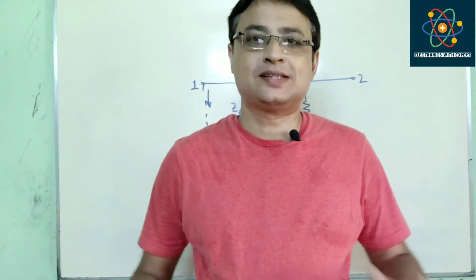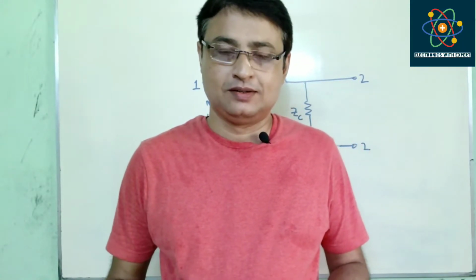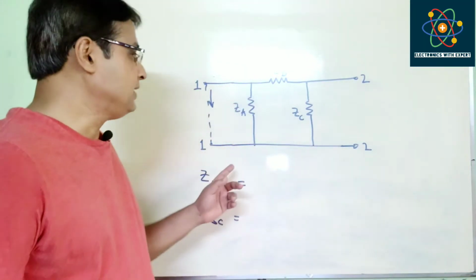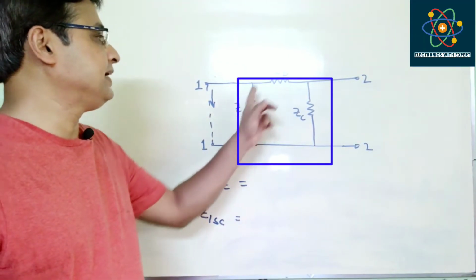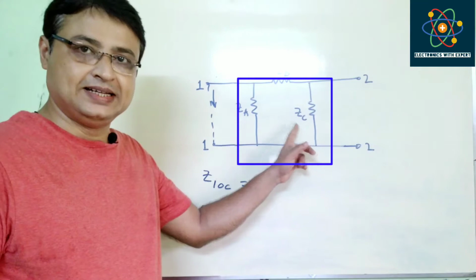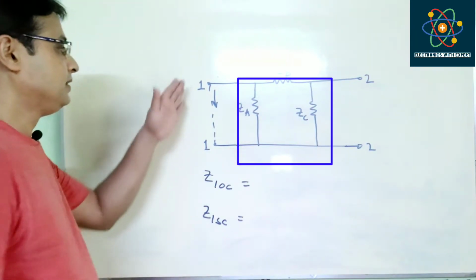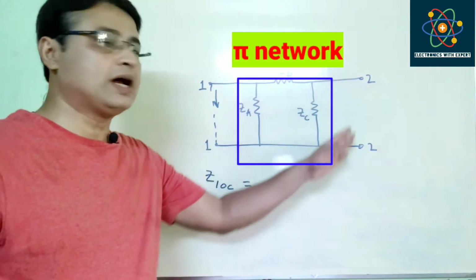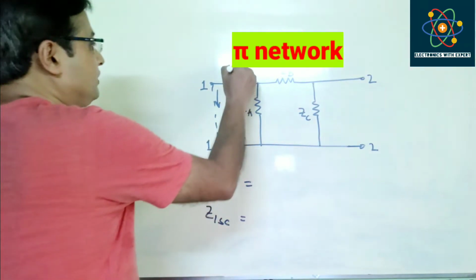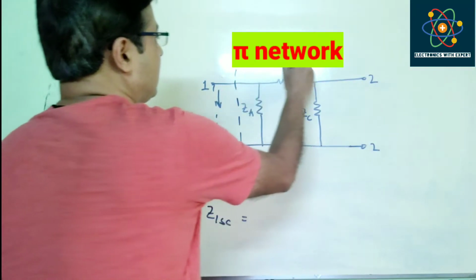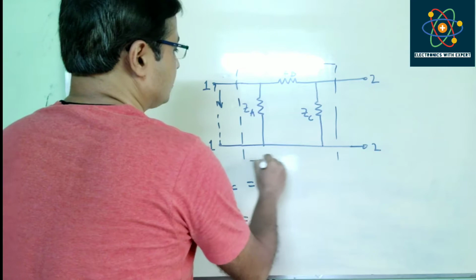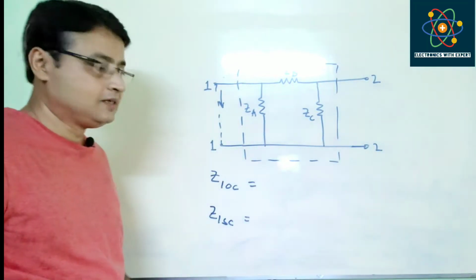Okay, now let's consider the pi network. This is the pi network comprising ZA, ZB and ZC, these three impedances. These are the external terminals 1, 1 and 2, 2. Now this looks like a pi. This looks like a pi, isn't it?